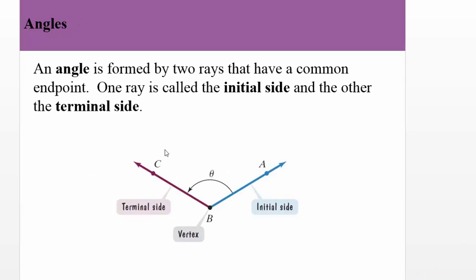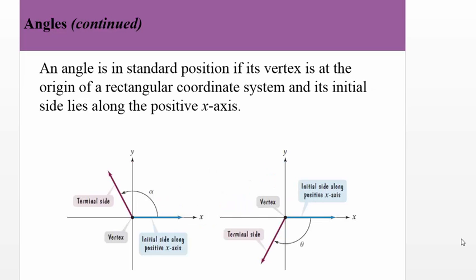All right, angles are formed by two rays that have a common endpoint, and in this case, the endpoint is called the vertex, and this is point B. One ray is called the initial side, so that's where the angle begins, and the other ray is called the terminal side, where the angle ends or terminates. And notice there is an angle in here called theta, and they like to use lots of Greek letters when they name these angles, and we'll discuss those as we go along.